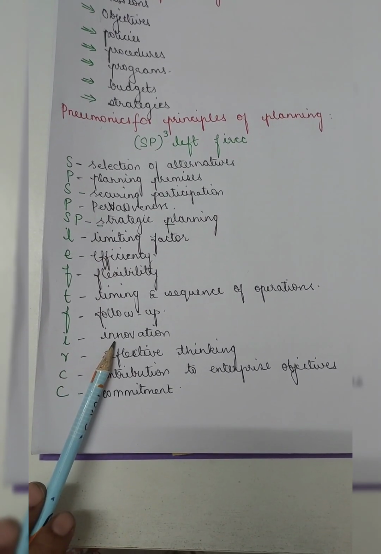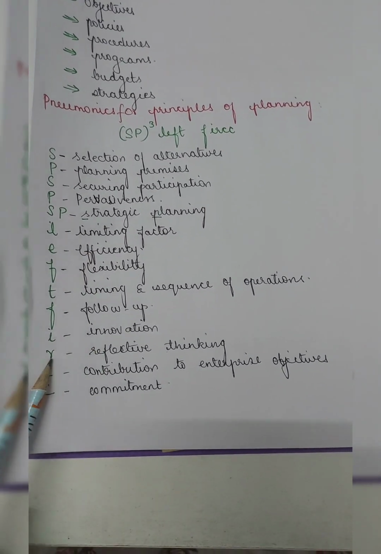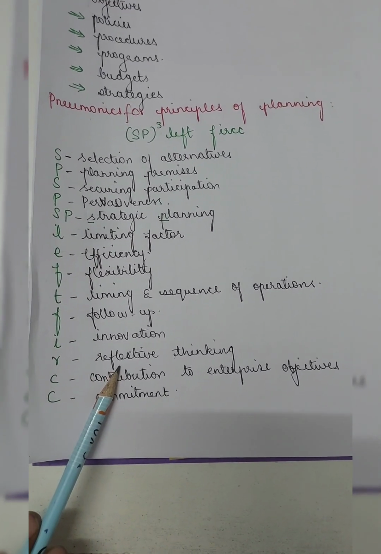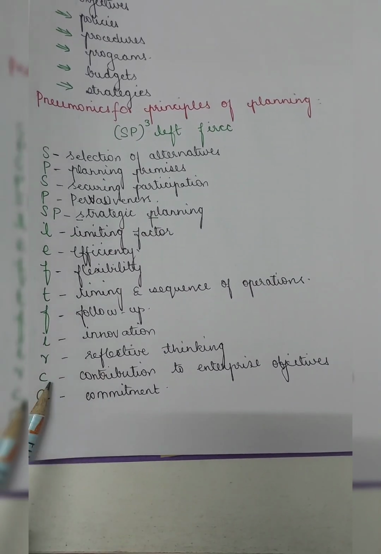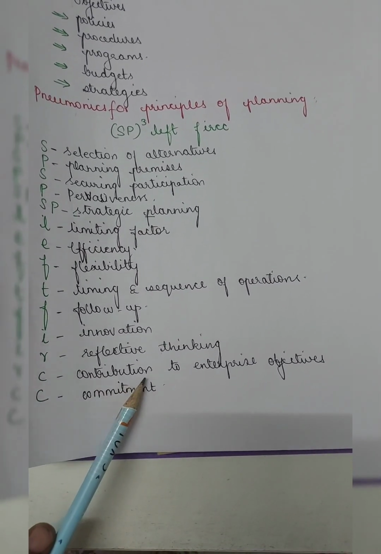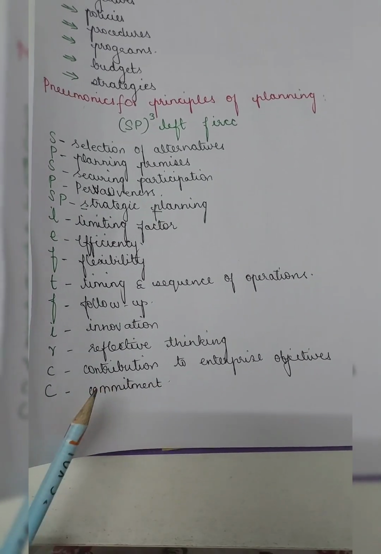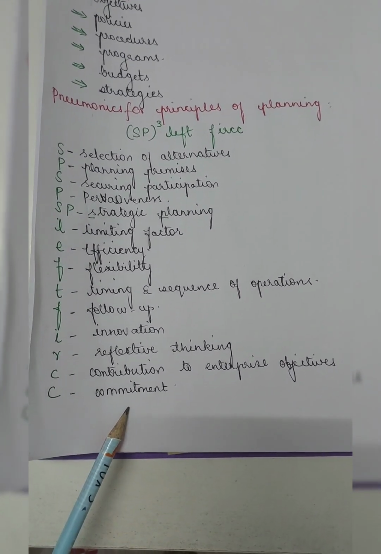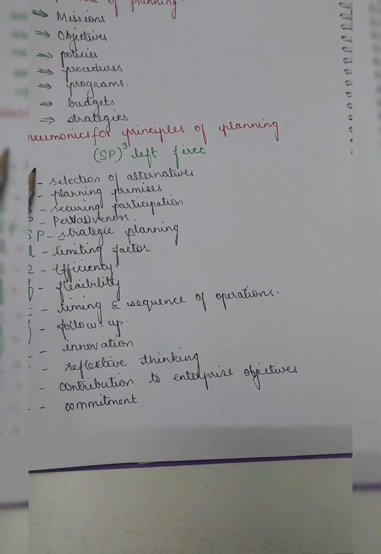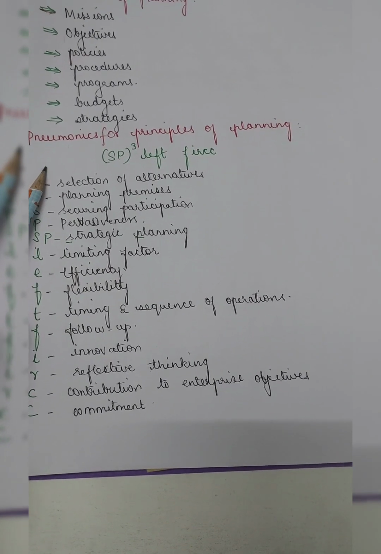I is for principle of innovation. R is for principle of reflective thinking. C is for contribution to enterprise objectives, and C is for commitment. So these are the principles of planning mnemonics.